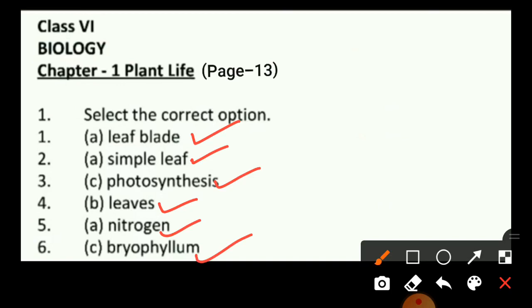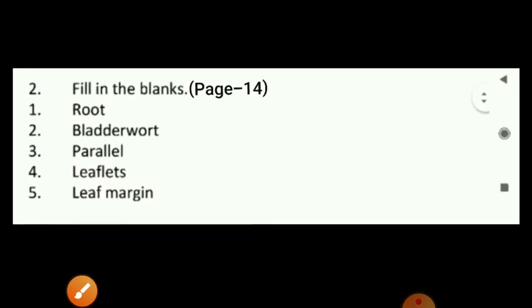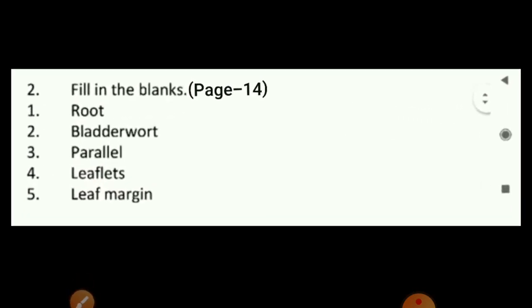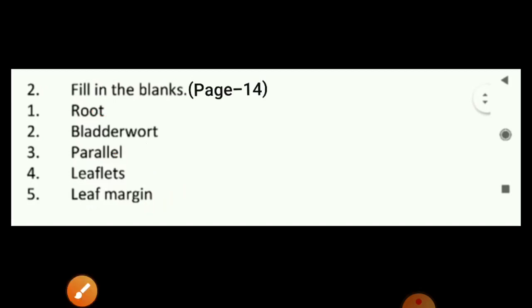Okay students, now come to the next page, page number 14. Here, fill in the blanks. The part of a plant that grows under the ground is called root. Second, an example of insectivorous plant is bladderwort. Third, the banana leaves have parallel venation. Fourth, in compound leaves, the leaf blade is distinctly divided into leaflets. Fifth, the edge of the leaf blade is called leaf margin. Okay, now come on, right and wrong, true, false.